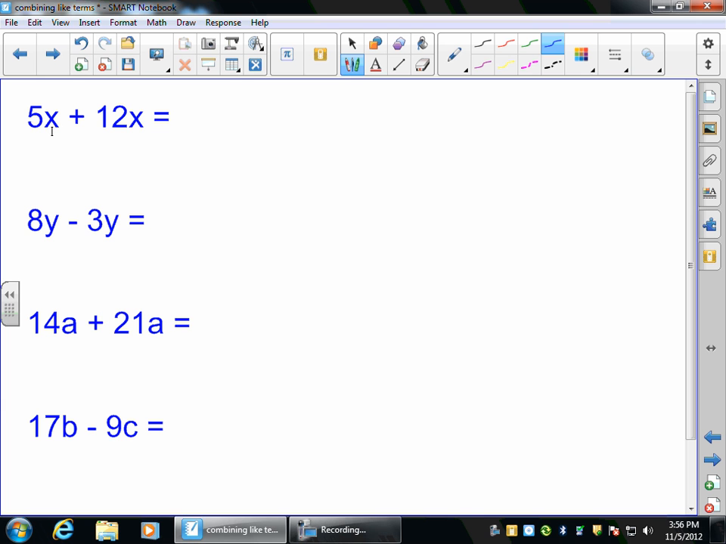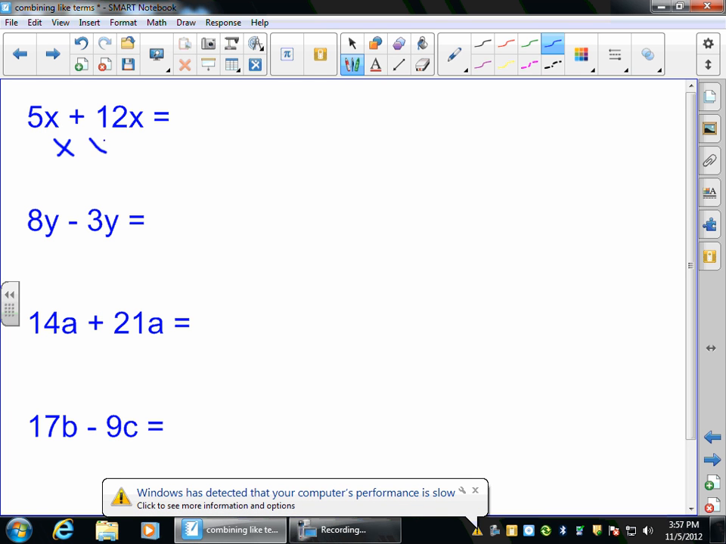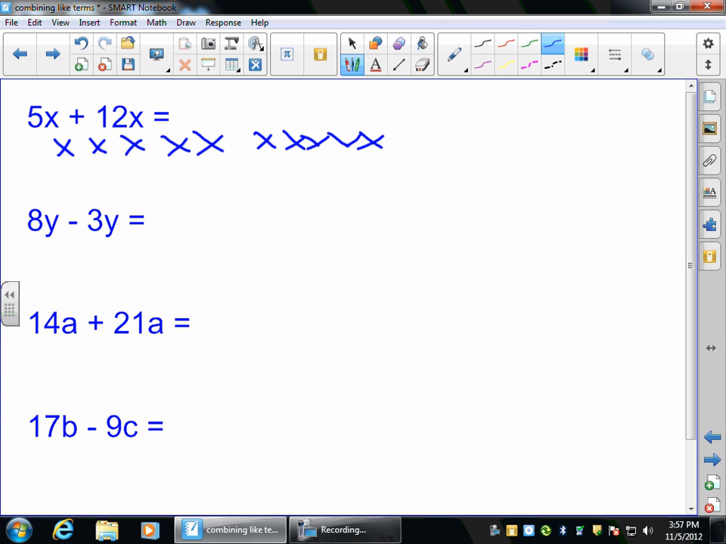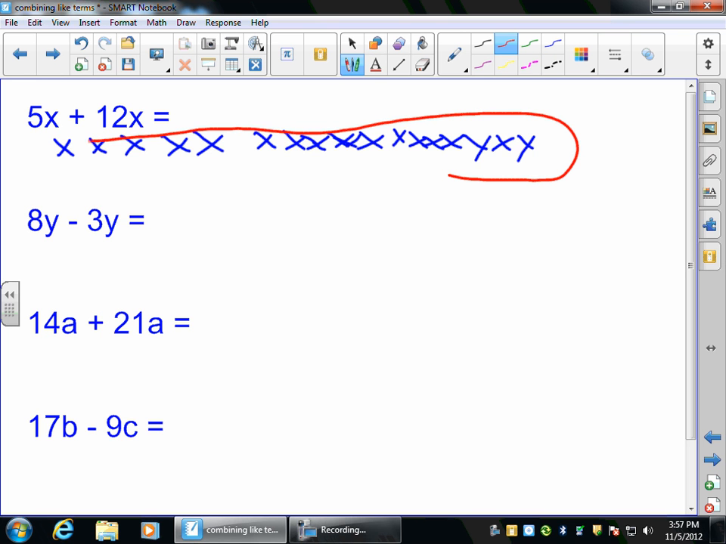Well, it's the same thing here. I have 5x's. That literally means I have 5 of these sitting here. And then I have 12 more. Some of these don't look like x's, but they are. So I have these 5x's, then I have these 12x's, and I want to know, how many x's is that all together? Well, if you just count them up, I have 5 and I count 12 more, I've got a total of 17 x's. And so that's my answer. It's 17x. Okay? Same idea.